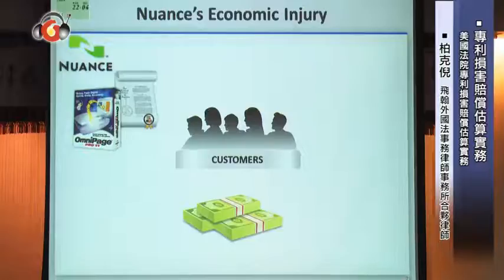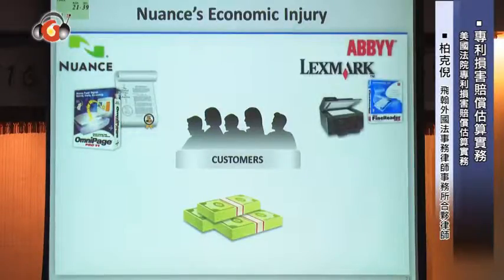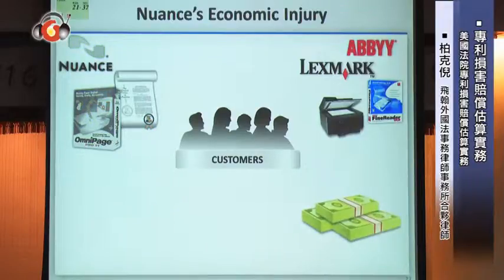So now I'm going to pretend to be Dr. Putnam. The goal here with this analysis is to try and put Nuance back in the place it would have been if it didn't face this unfair competition from Abbey. So before Abbey came on the scene, Nuance had a very successful business. It was selling the patented technology. The customers were very loyal. They paid money to Nuance for the technology. It was very valuable. And then Abbey and Lexmark came along. And those customers went away from Nuance and went to Abbey and Lexmark.